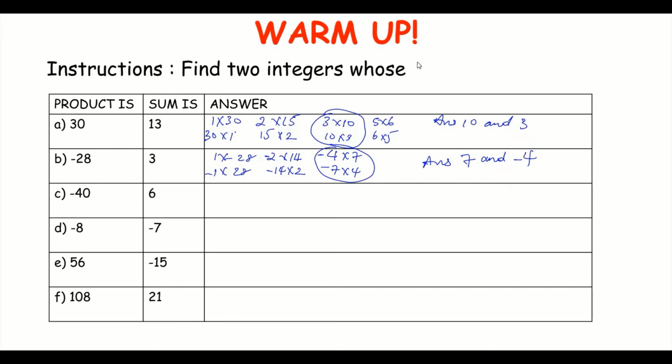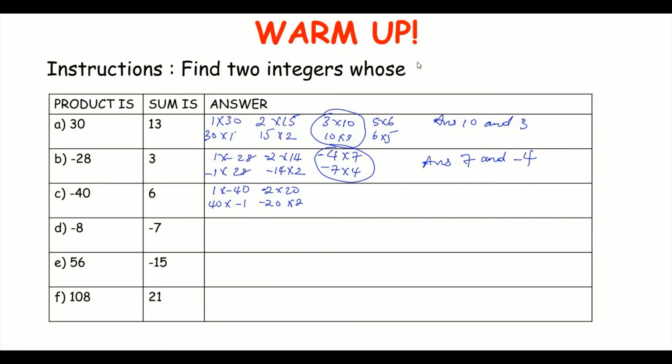Alright? Next one, C: the product is negative 40 and the sum is 6. We normally always start from 1. So 1 times negative 40 is negative 40, and 40 times negative 1 is negative 40. We try 2. So we get 2 times 20, and 20 times 2. We put on our signs.